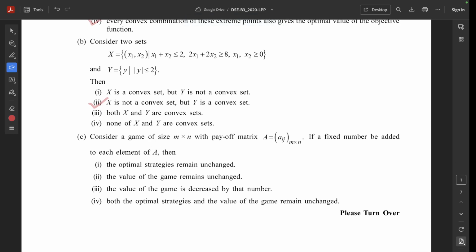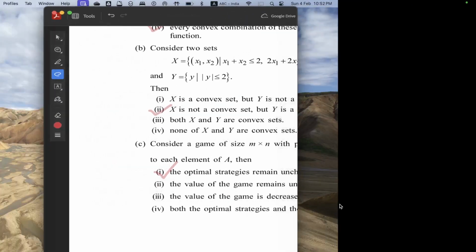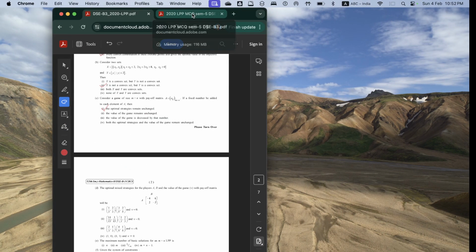C. Consider a game of size m by n with payoff matrix A, small aij, of order m by n. If a fixed number is added to each element of A, then the optimal strategies remain unchanged. Value of the game remains unchanged. No, it is not true. The value of the game is decreased by that number. No. Both the optimal strategies and the value of the game remain unchanged. It is also not true. Correct option is 1.